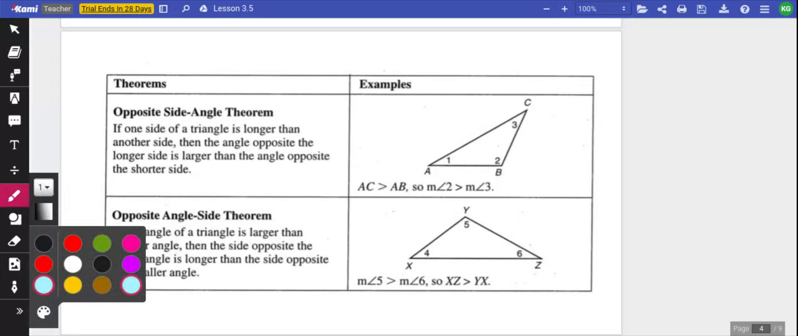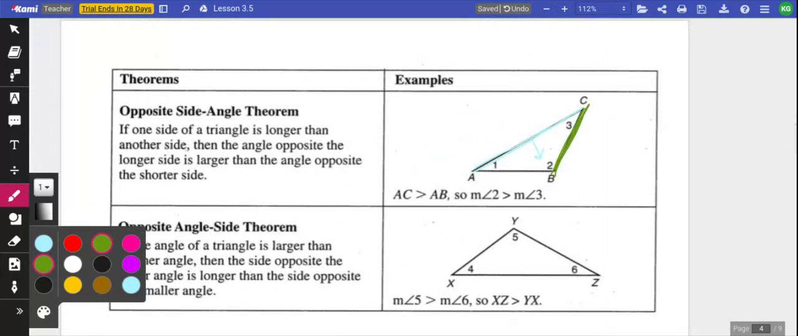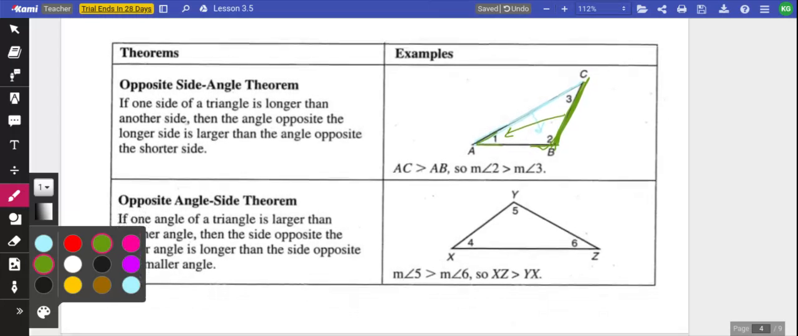So it's saying that if I have a side here, AC, and I know AC is longer than BC, the angle that is opposite of AC, so that would be angle 2, would be greater than the angle opposite of CB, which is angle 1. Which you can tell, look how big angle 2 is, look how small angle 1 is. Obviously, we know angle 2 is going to be bigger.